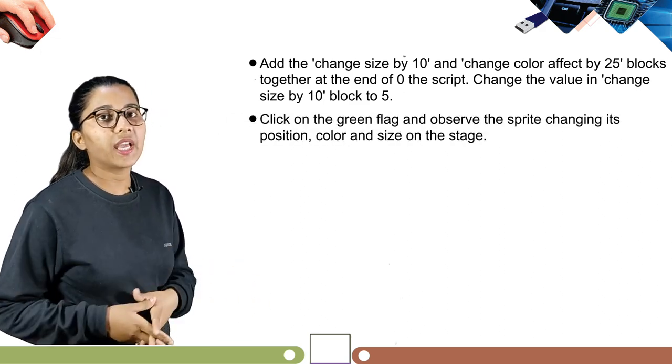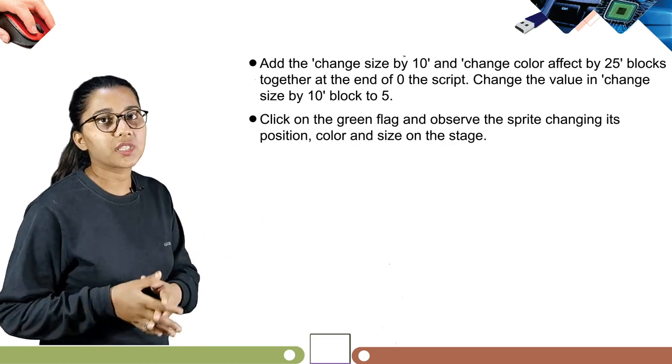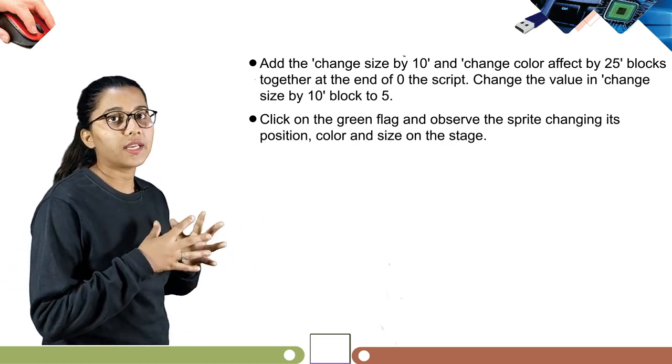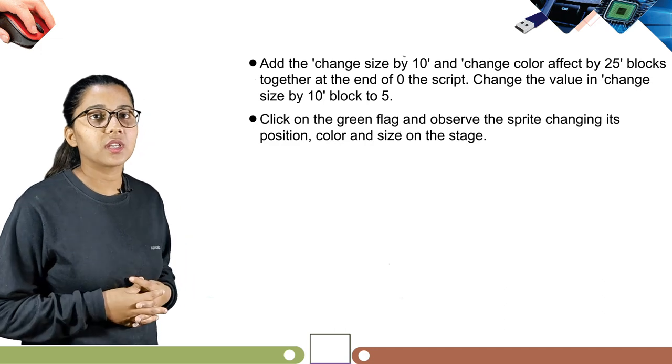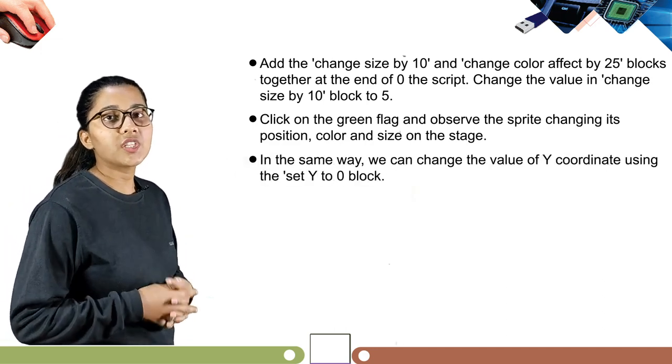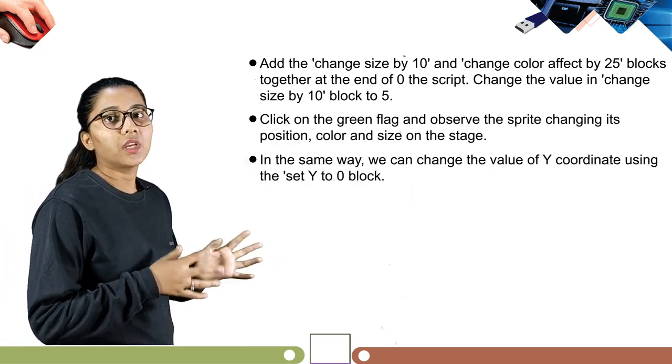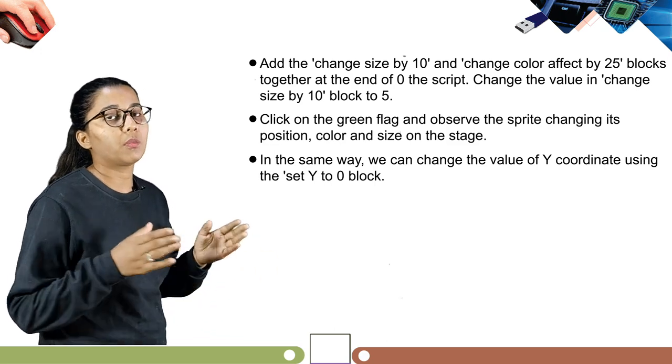Click on the green flag and observe the sprite changing its position, color and size on the same stage. In the same way, we can change the value of Y coordinate using the set Y to 0 block.